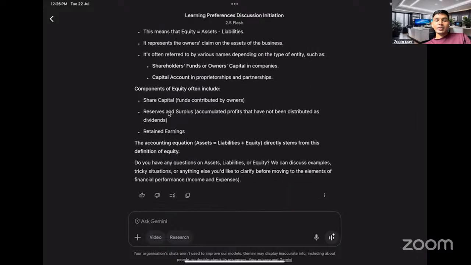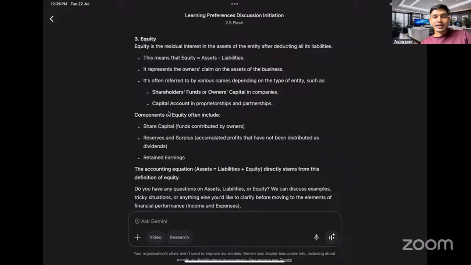Equity. Equity is the residual interest in the assets of the entity after deducting all its liabilities. This means that equity is equal to assets minus liabilities. It represents the owner's claim on the assets of the business. It's often referred to by various names depending on the type of entity, such as shareholders' funds or owner's capital in companies, then capital account in proprietorships and partnerships.